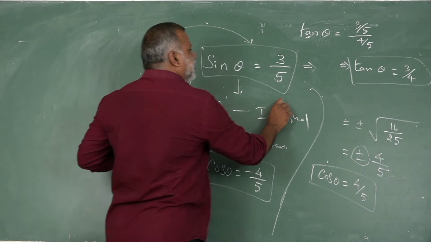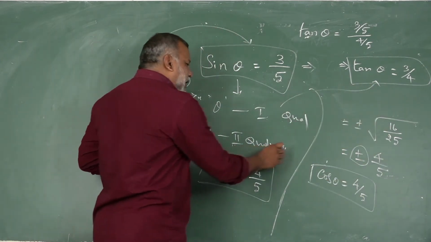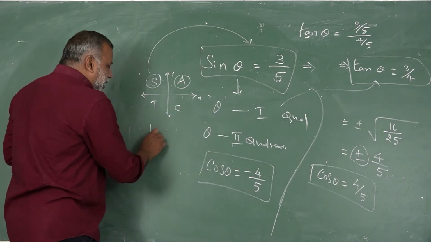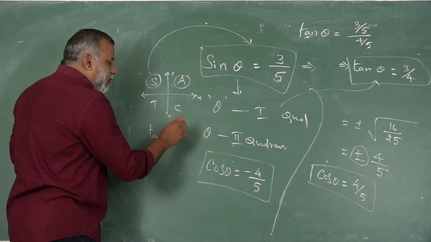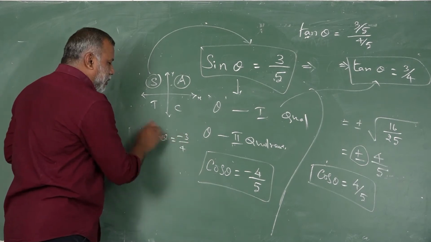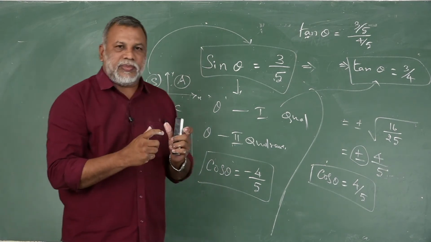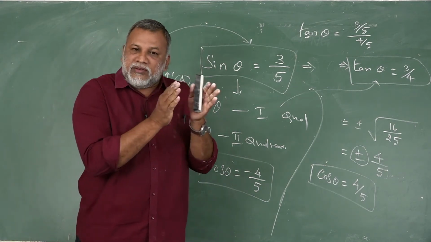Since theta lies in the first quadrant, it takes positive. Suppose theta lies in the second quadrant, tan also gets negative: minus 3 by 4. So, now we have clarity: if theta lies in which quadrant?